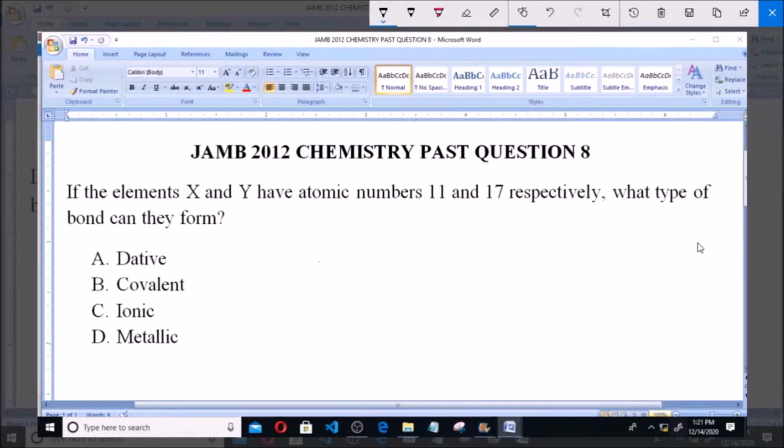A. Dative, B. Covalent, C. Ionic, and D. Metallic. Now we have two elements, X and Y. Element X has an atomic number of 11 and Y has an atomic number of 17.